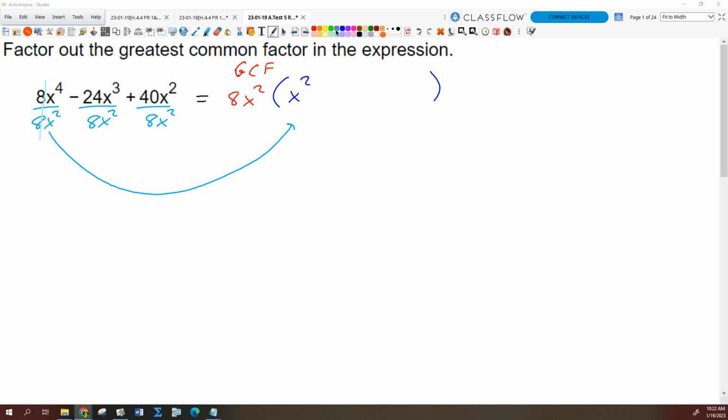How about here? Negative 24x cubed divided by 8x squared. Negative 3x, good. And then last, 40x squared divided by 8x squared. The x squares just cancel, don't they? So what do I get? 5. All right. And that is our answer.